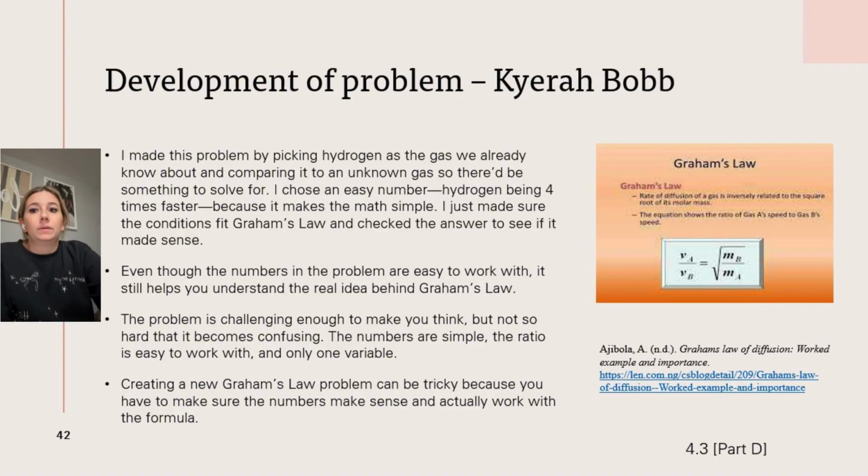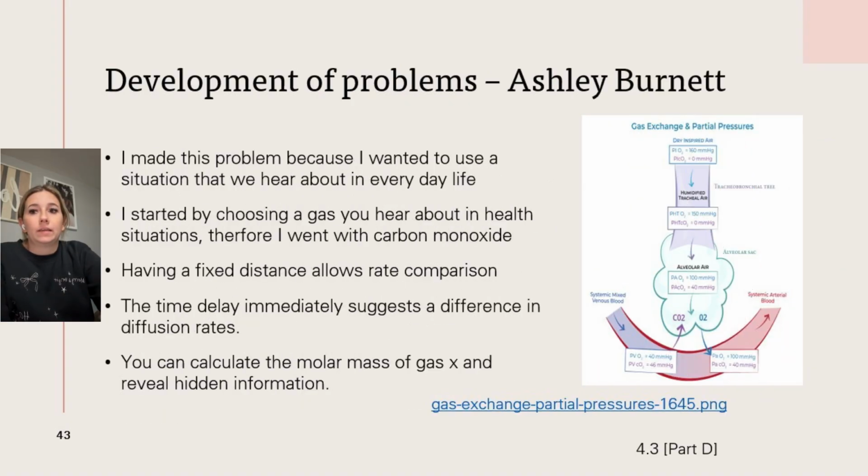When I was developing this problem, I wanted to use a situation we hear about every day. So I started by choosing the original gas that I was going to use, which was carbon monoxide. I chose to have a fixed distance that allows rate comparison, and the time delay immediately suggests that there's a difference in diffusion rates, and you can calculate the molar mass of the unknown gas and reveal hidden information.